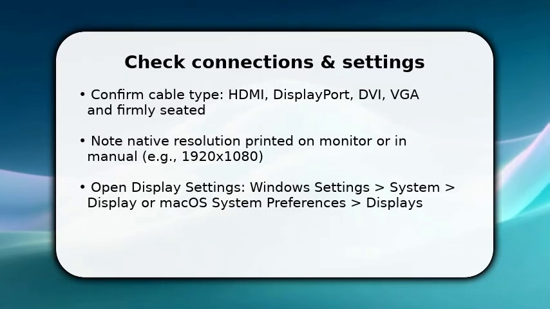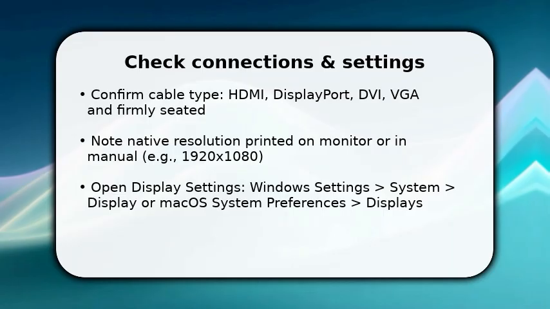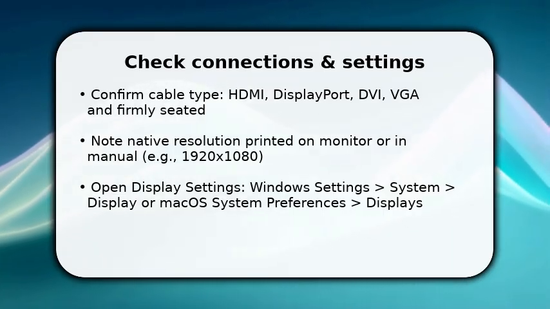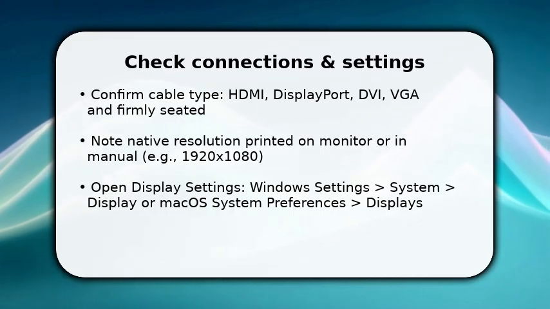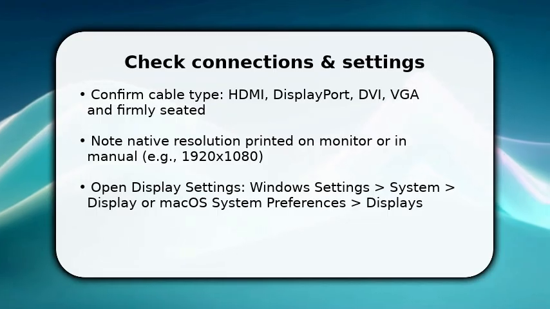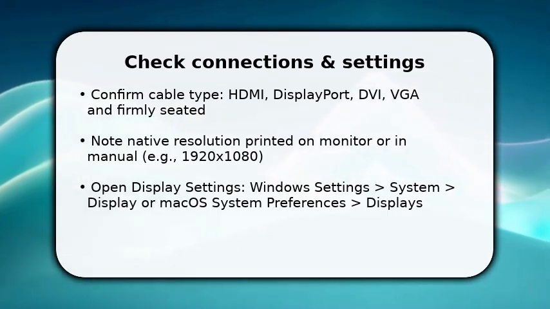You start by confirming hardware and the display's native resolution so you don't fight scaling. First, check the cable and port, HDMI or DisplayPort preserves higher resolutions versus VGA. Once done, open your OS display settings and identify the monitor. This tells you the default native resolution like 1920x1080.